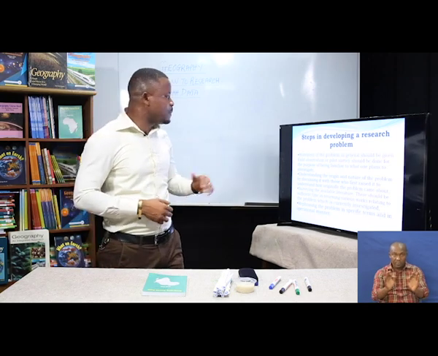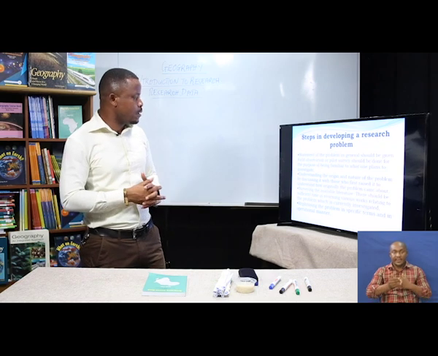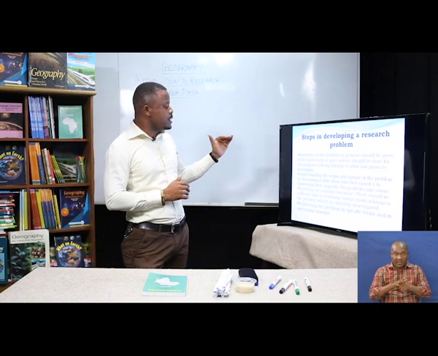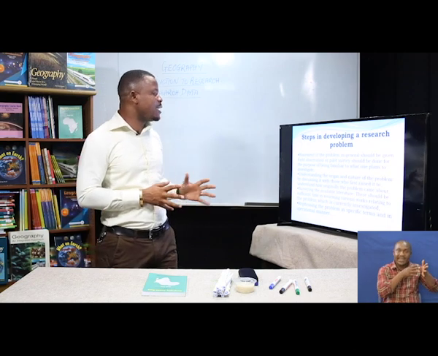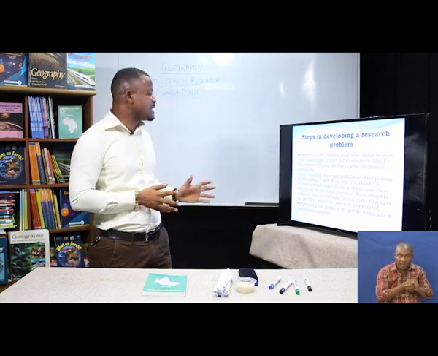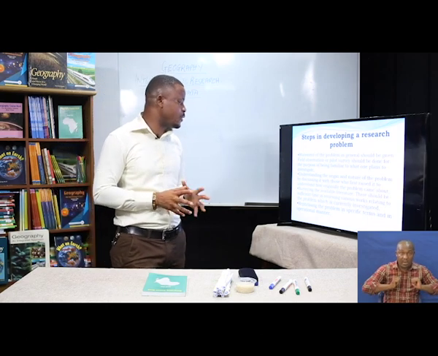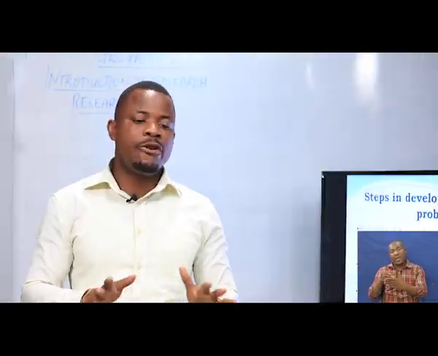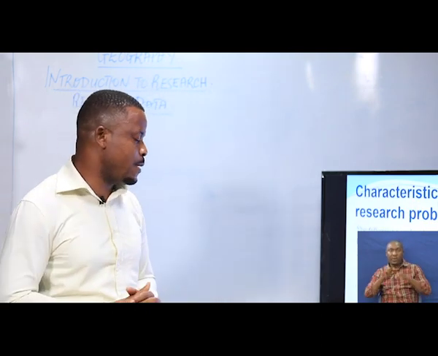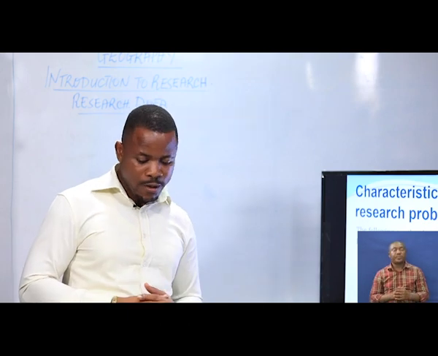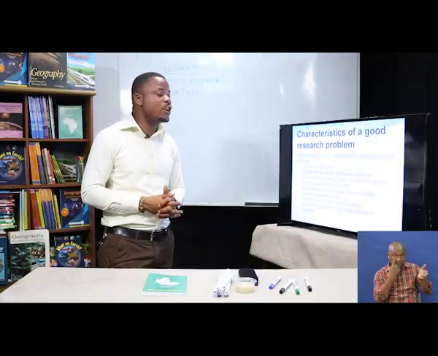Now, steps in developing a research problem. There are many steps. We say these 4 steps: statement of the problem, understanding the origin and nature of the problem, surveying the available literature, and rephrasing the problem in specific terms and operational manner are very important in conducting research. You have to be very careful with them. Now, my dear student, I would like to introduce you also to the characteristics of a good research problem.